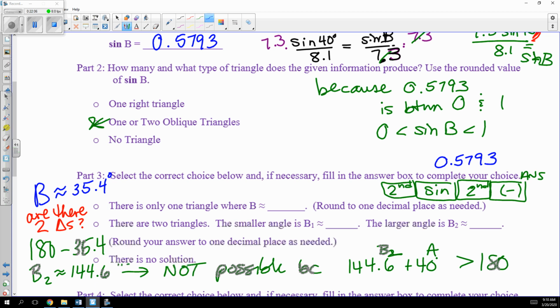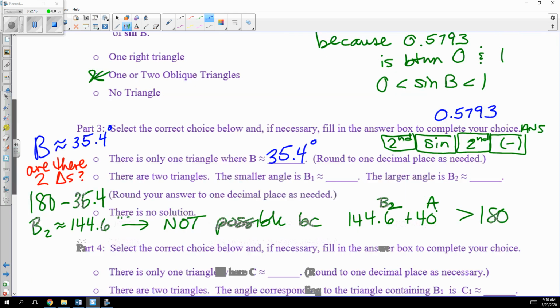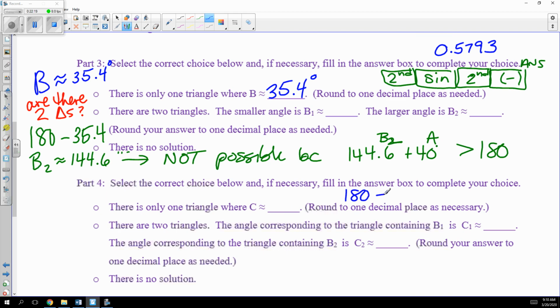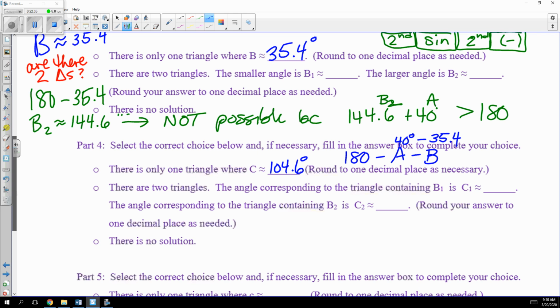So back it up. There's only one triangle, and angle B is 35.4 degrees. And then you're going to have to find angle C. To find angle C, you're going to do 180 minus angle A minus angle B. Remember, this is 40 degrees, and this is 35.4 degrees. And when you get angle C, you get 104.6 degrees.